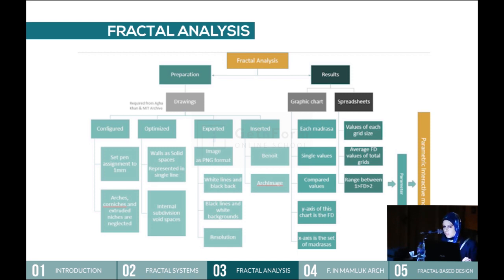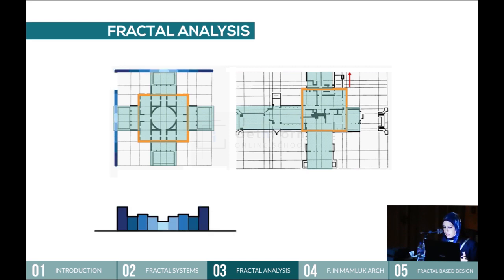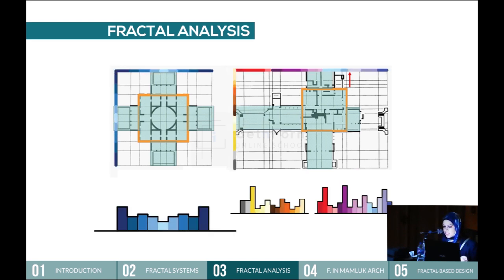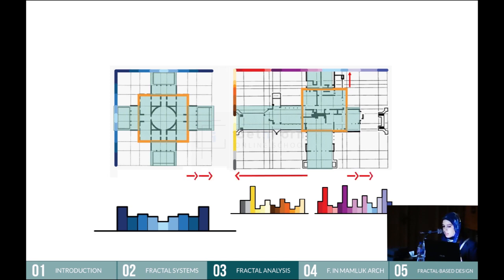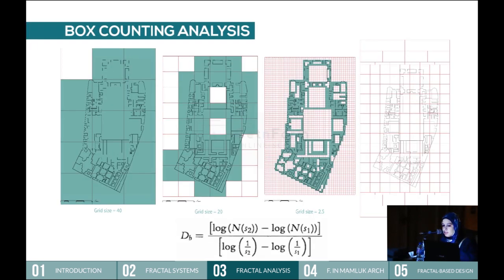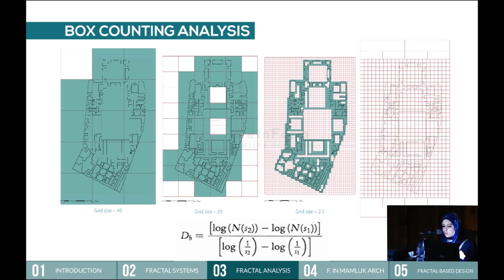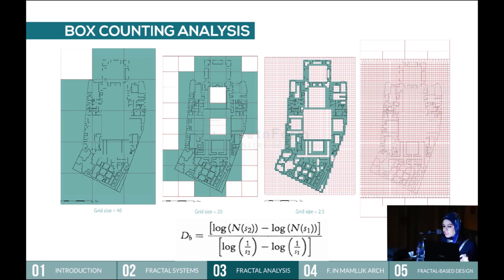Here is an example of the fractal rhythm. There is a scale in the grid in the case of the rotunda or the Willits house by Frank Lloyd Wright. And the box counting method depends on overlaying the grid on the plan and superimposing multiple scales of grids, then counting the grid boxes that contain the lines inside them. This rule calculates the box counting dimension.